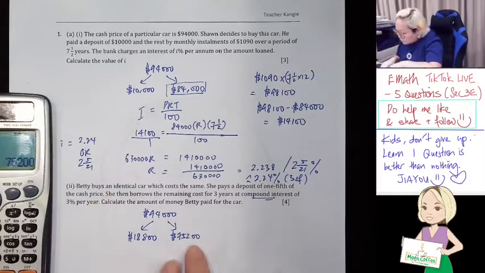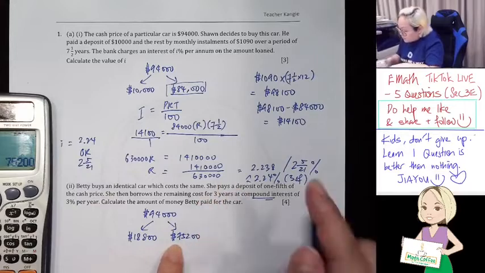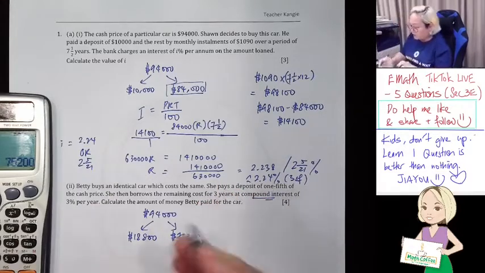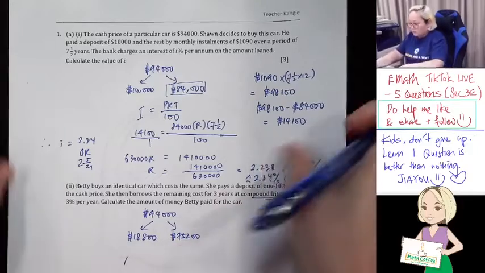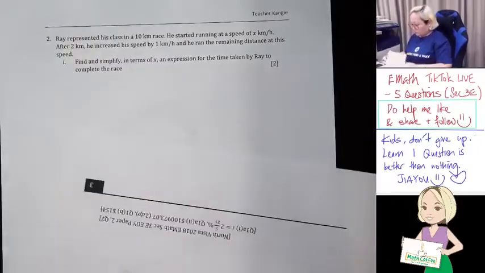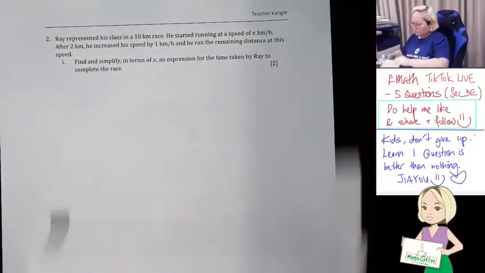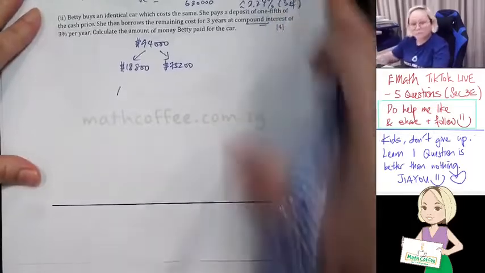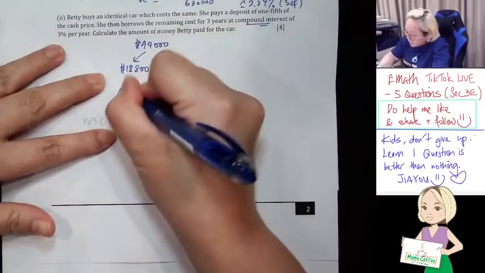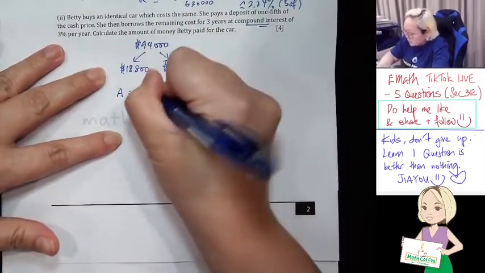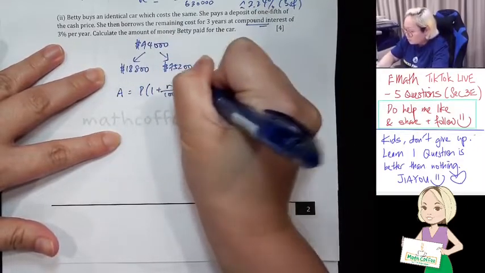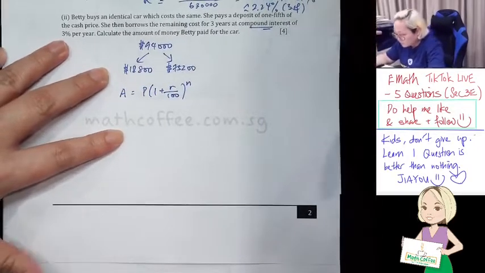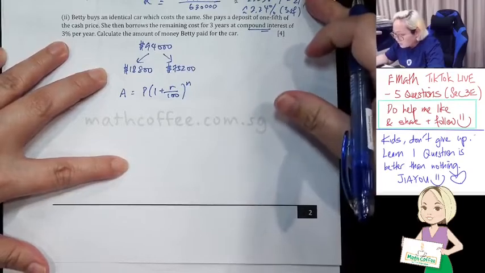So this one borrow for the remaining cost for 3 years compound interest. So over here, for compound, I will have to use this formula. Wait, let me bring down the question. A is equals to P times (1 plus R over 100) to the power of N.